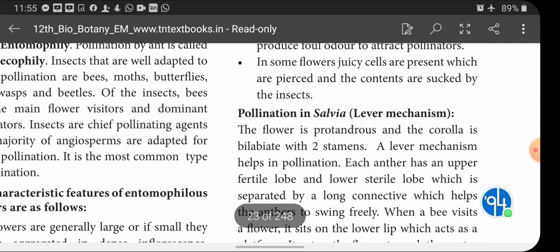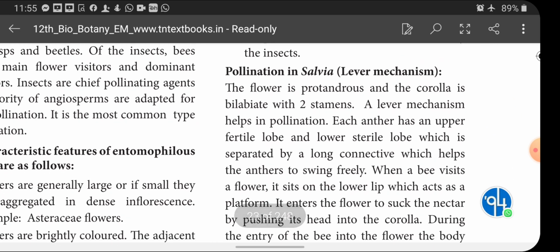Okay. So, pollination in salvia, it is an insect pollinated flower. The lever mechanism, this I will discuss with you in my next class, children.